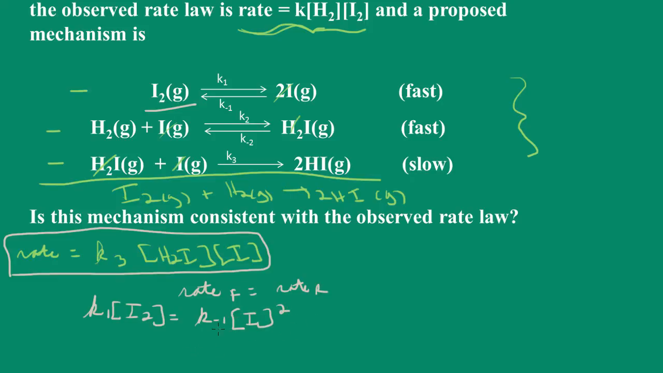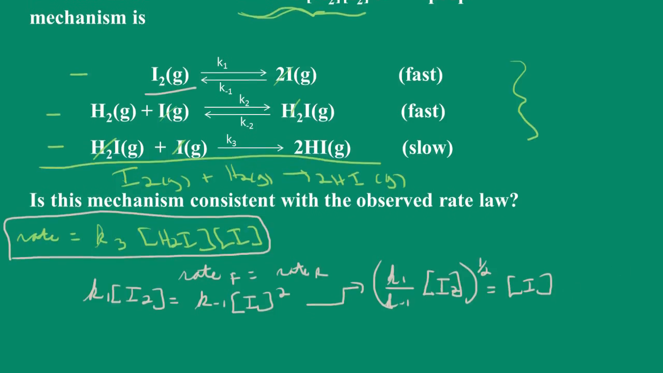What we need to do is solve for the intermediate, because again, we want to get this rate law in terms of reactants. So let's do this over here, and what we would have is k1 over k-1 times this, and that would be the square root of this, and that would equal the intermediate concentration here. So we have that done.